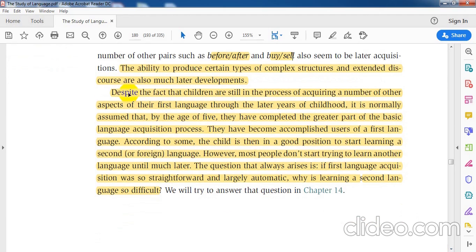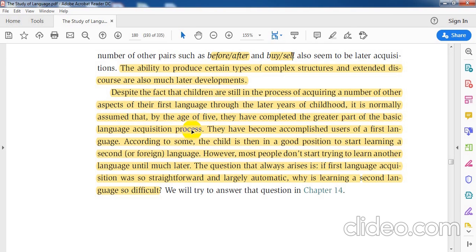Interestingly, despite the fact that children are still in the process of acquiring a number of other aspects of their first language through the later years of childhood, maybe from 5 to 6, it's normally assumed that by the age of, to be more accurate, 5 to 6, they have completed the greater part of the basic language acquisition process.